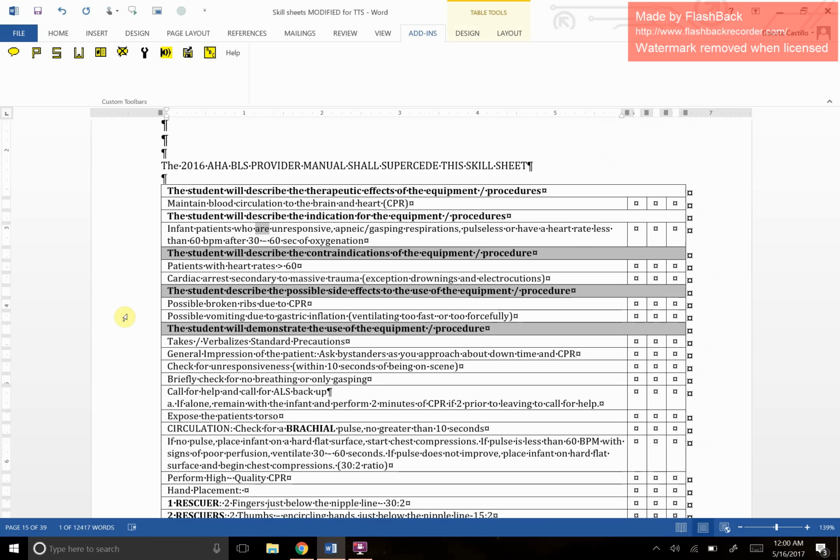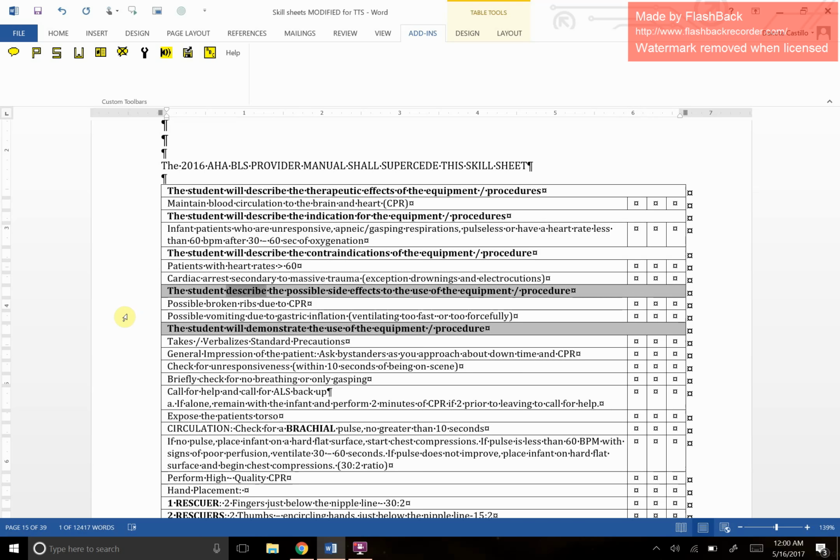Infant patients who are unresponsive, apneic/gasping respirations, pulseless or have a heart rate less than 60 bpm after 30-60 seconds of oxygenation. The student will describe the contraindications of the equipment/procedure. Patients with heart rates over 60. Cardiac arrest secondary to massive trauma, exception drownings and electrocutions.